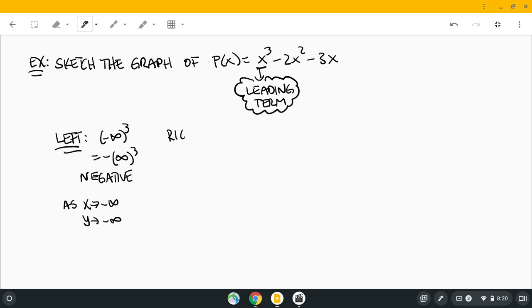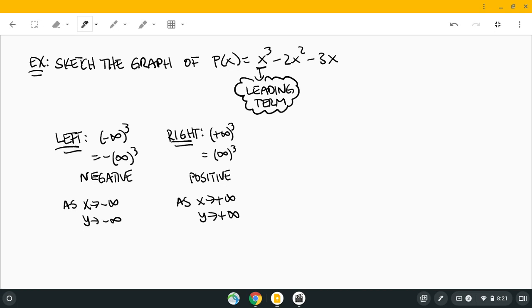Okay, the right-hand side. X goes towards positive infinity, so I'm going to plug in positive infinity. And positive to the third power is still positive, and then we get infinity to the third. So we get positive on the right. As x goes towards the positives, y goes towards the positives.